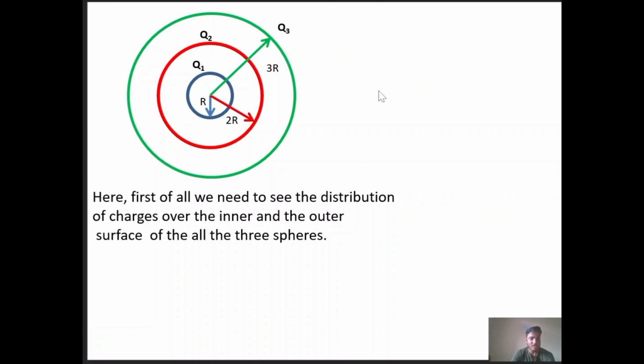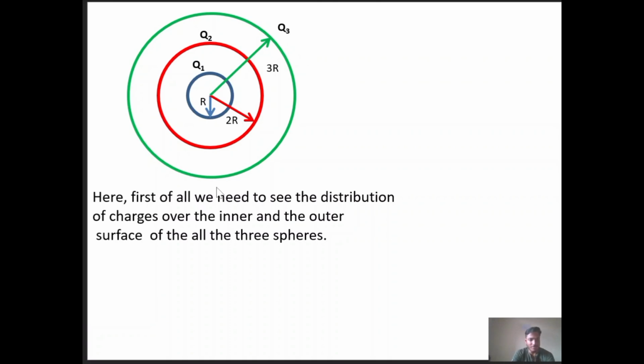Now, as per the conditions given in the question, we can visualize the situation like this. Here we have the smallest sphere Q with charge Q1, then we have the sphere with radius 2r and charge Q2, then we have this green and the biggest sphere with radius 3r and charge Q3.